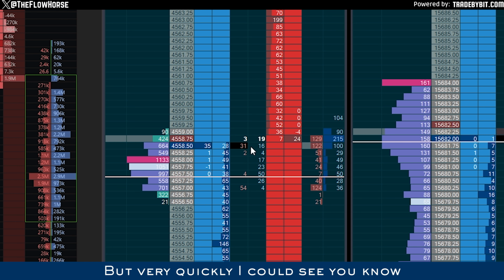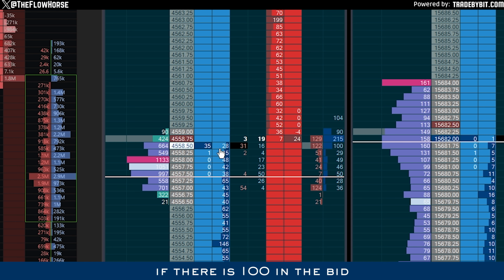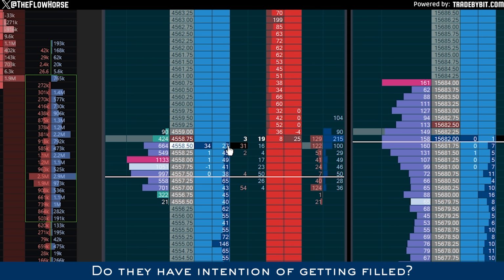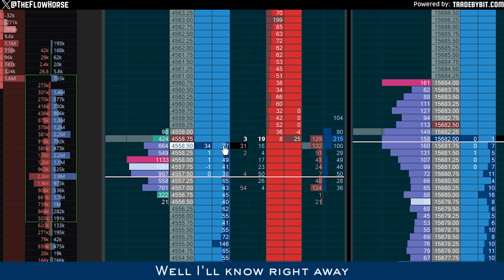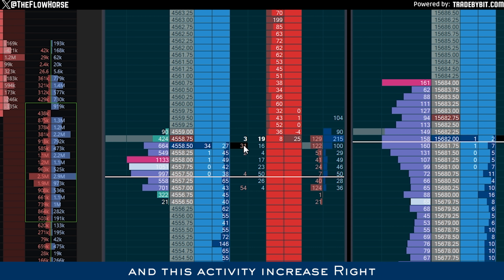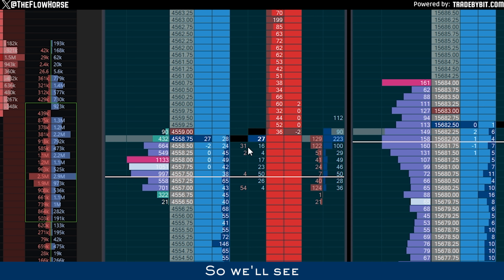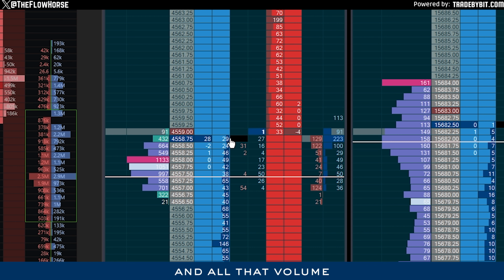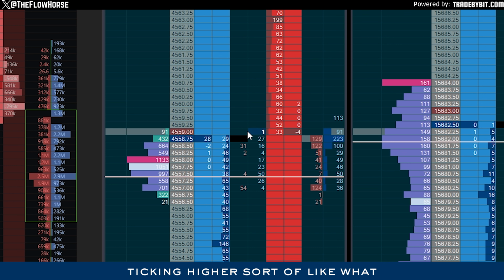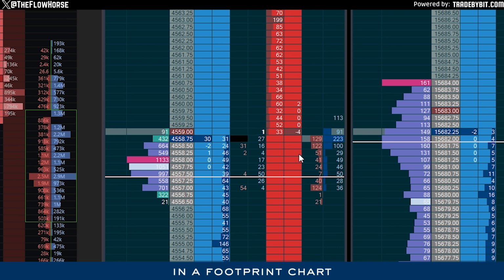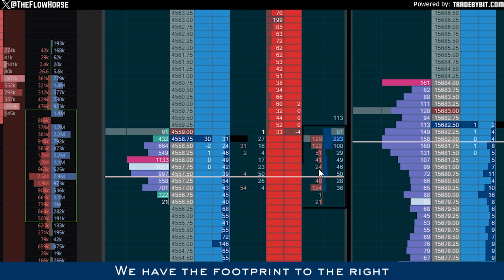But very quickly, I could see, if there is 100 in the bid, are they spoofing? Do they have intention of getting filled? Well, I'll know right away if that bid remains firm and we're seeing that level get traded into and this activity increase. So best case for absorption, what would it be? You'd see a bunch of firm bids and then the best bid taking it on the chin and all that volume coming in, accumulating there, and then price ticking higher, like what you would want to see in a footprint chart. If you miss any of that, we have the footprint to the right.